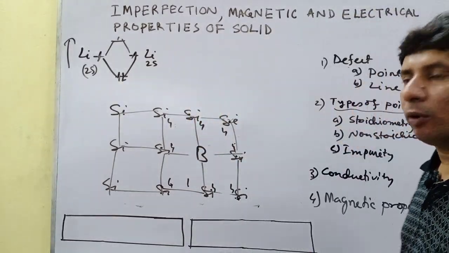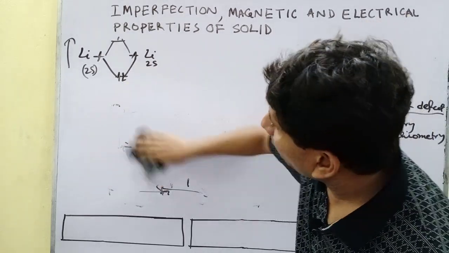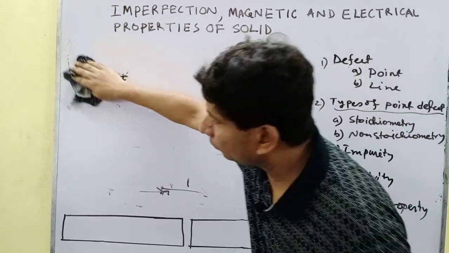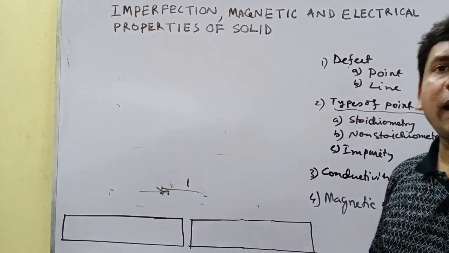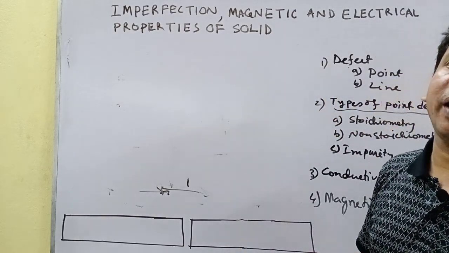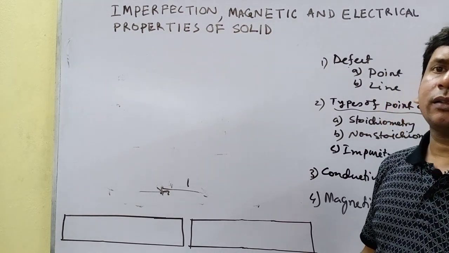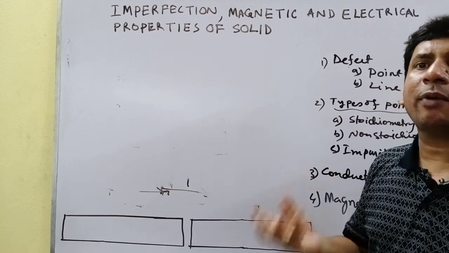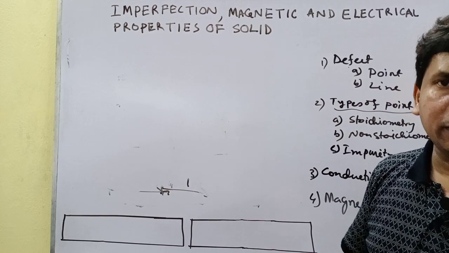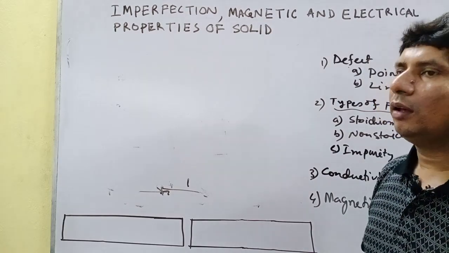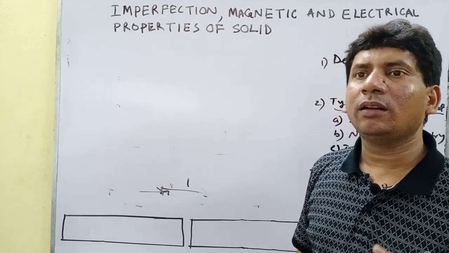now I will discuss the magnetic property of solids. Magnetic property means classification of substances on the basis of magnetic properties. At first we will discuss paramagnetic substance, diamagnetic substance, ferrimagnetic, ferromagnetic, antiferromagnetic. What is paramagnetic?